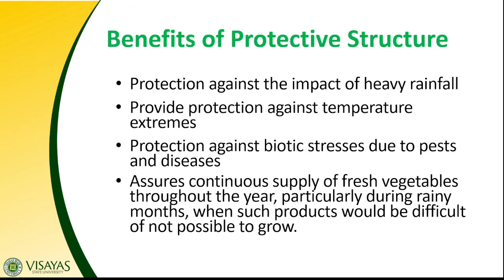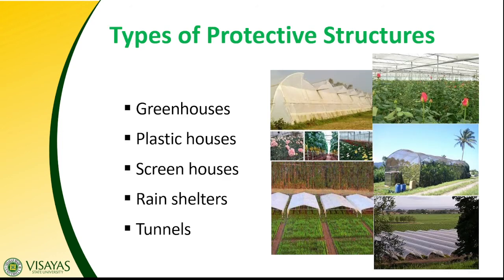And there are many benefits of protective structures. Okay, they protect the plants against the impact of heavy rainfall, protection against temperature extremes, protection against biotic stresses due to pests and diseases, and protected cropping or protected structure assures continuous supply of fresh vegetables throughout the year, particularly during rainy months, when such products would be difficult, if not possible, to grow.